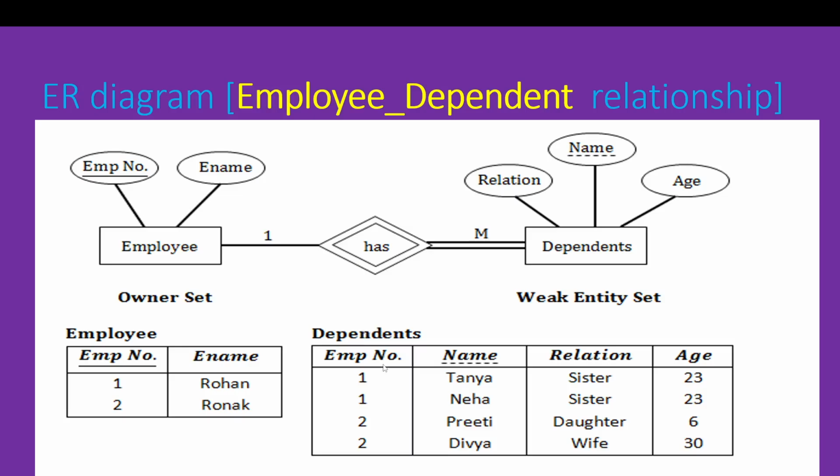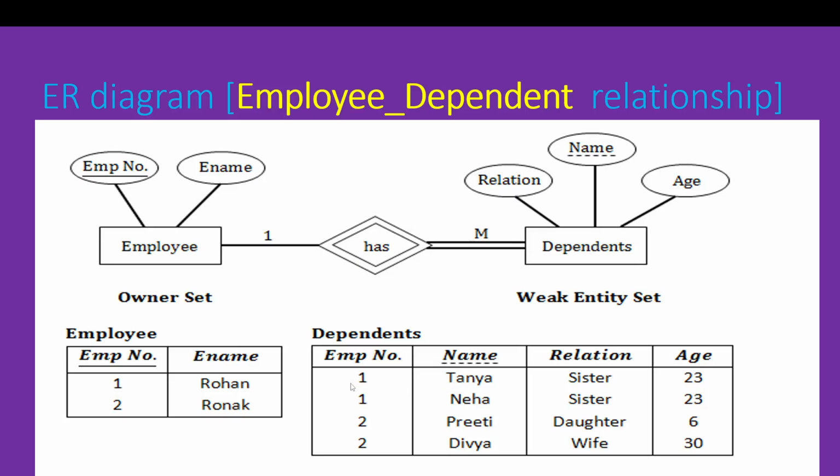Similarly, in the dependent case, we have 4 entity instances. If you combine everything, this is called the dependent set. Here you can see how the employee and dependent are linked. The relationship type is a has relationship. One employee, you can see, has many dependents.